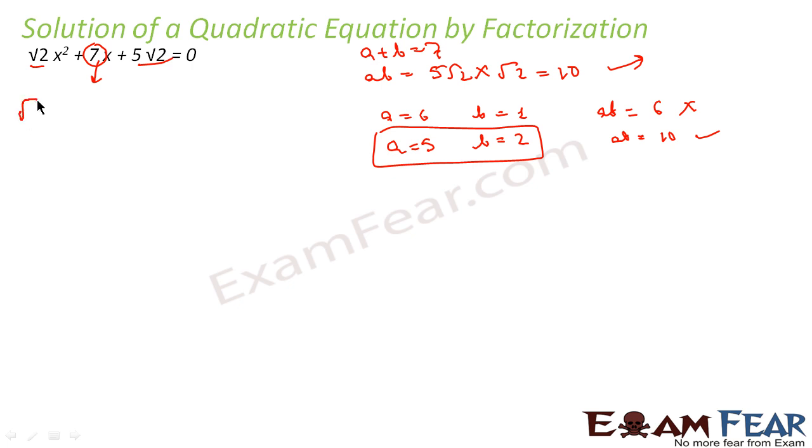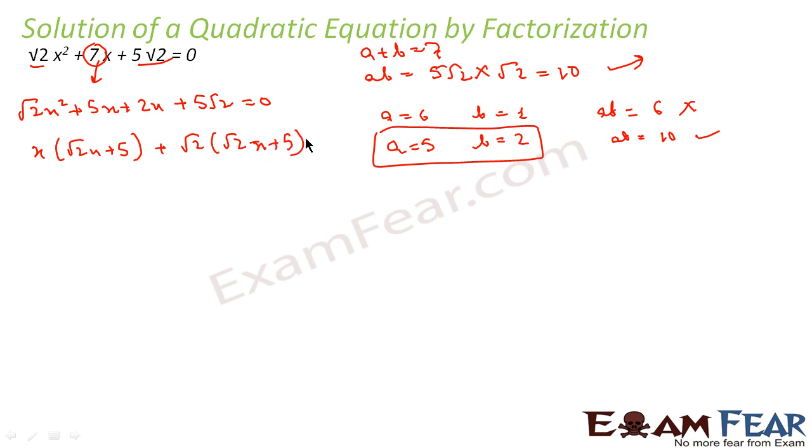So I'll rewrite this equation in this form: root 2 x square plus 5x plus 2x plus 5 root 2 is equal to 0. So if you see in this part, root 2 x square and 5x, what is common? I'll take x common. This becomes x into (root 2 x plus 5). Here I'll take root 2 common. Why? Because I wanted to have this in both sides, that is root 2 x plus... So if I take root 2 common, this will become root 2 into (x plus 5)... and that is what my goal is.